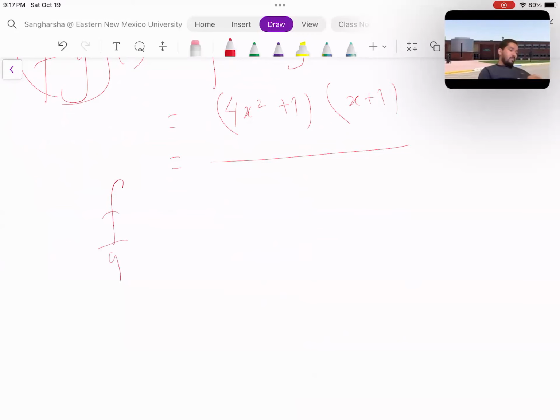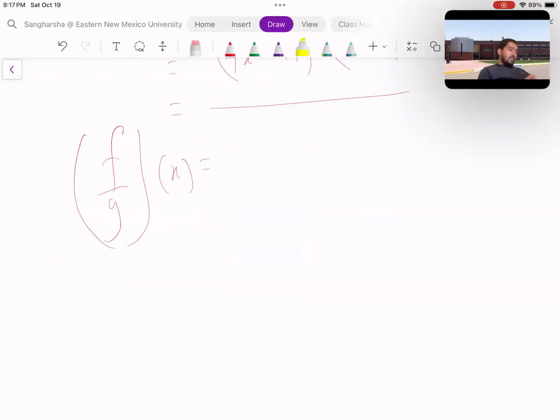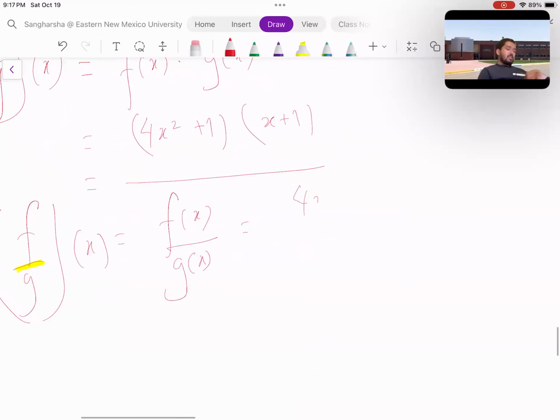The last one is the f over g function. Here we have a division, so you are dividing the f function by the g function. The f function is 4x squared plus 1. The g function is x plus 1.